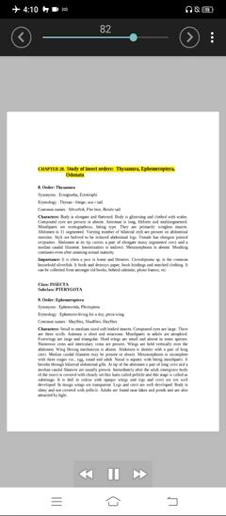Chapter 20. Study of insect orders. Thysanura, Ephemeroptera, Odonata. 8. Order, Thysanura. Synonyms, Ectognatha, Ectotrophy. Etymology, Thysan fringe, ura, tail. Common names, silverfish, fire brat, bristle tail. Characters, body is elongate and flattened.